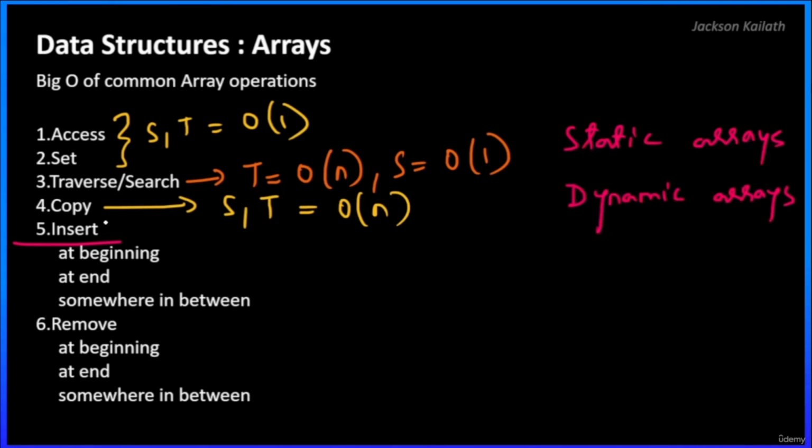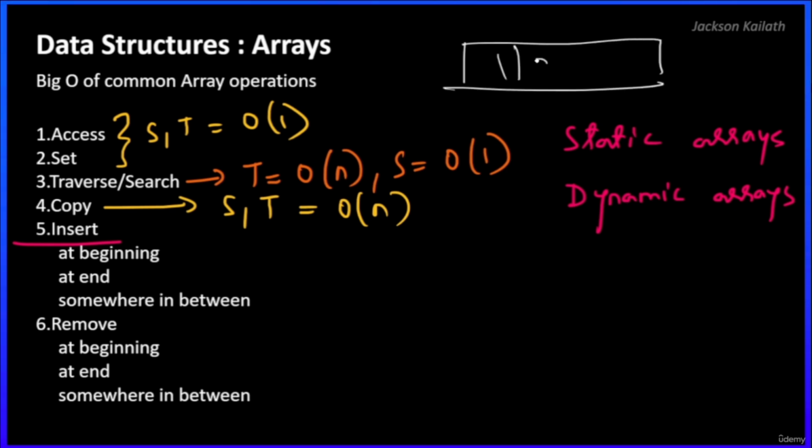Now let's take a look at these 3 positions. So we want to insert in the array maybe at the beginning, at the end, or somewhere in between. Now if we want to insert in an array at the beginning, let's say our array is 1, 2, 3, and we want to insert over here 0, so that the array becomes 0, 1, 2, 3.